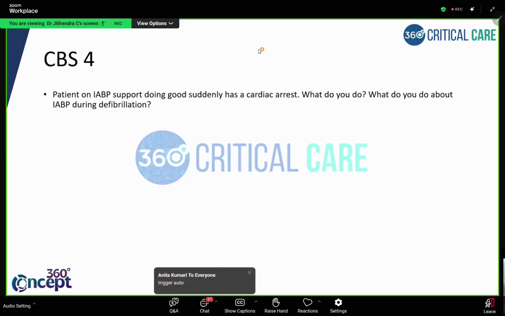Somebody said, yes, correct. Put onto auto mode. You can change to a pressure trigger. Very good. Auto mode is the safest answer. So what about defibrillation? I think the first question, most of you have answered it correct. Put onto auto mode, a pressure trigger is absolutely right.